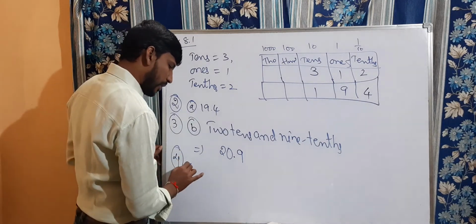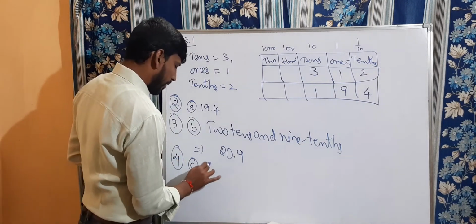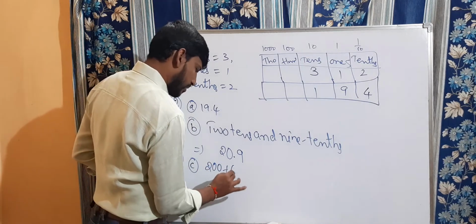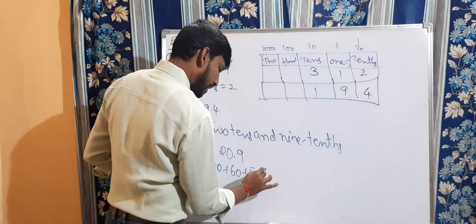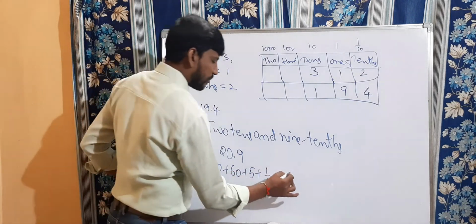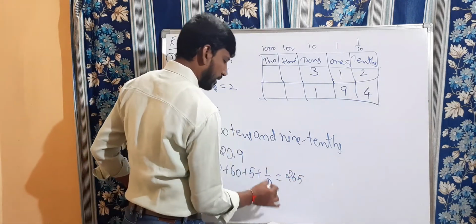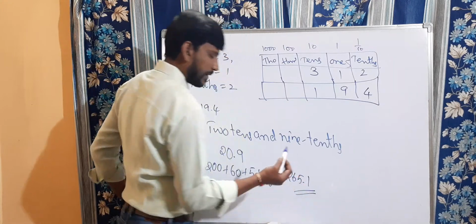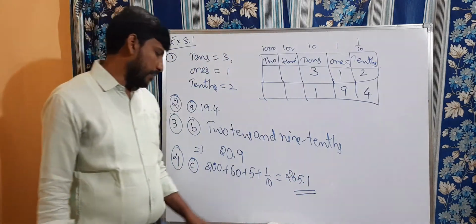Here I am going to write C1. They are given 200 plus 60 plus 5 plus 1 by 10. By adding these three you will get 265, and 1 by 10 is nothing but 0.1, like this. Okay, now complete that one also.